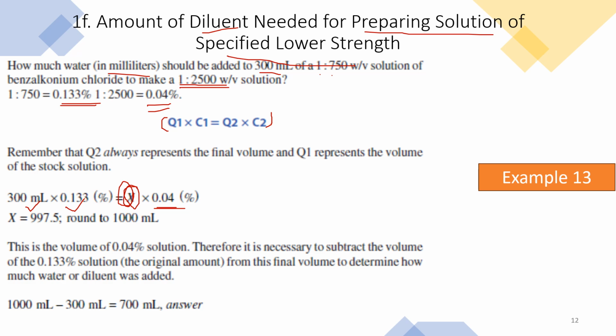So you get 997.5, and you round it to 1000 ml. Basically, this is the 1000 ml. However, you already have the 300 ml. So the next step is you need to subtract the Q1 volume from the final volume to identify the amount of water that should be added to the 300 ml to make the mixture 0.04% in 1000 ml.